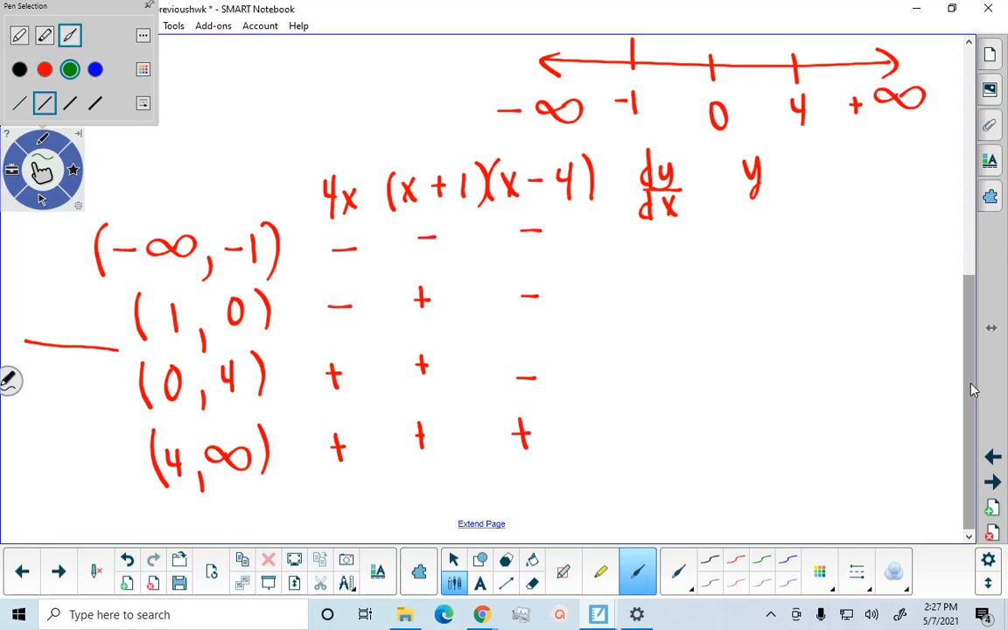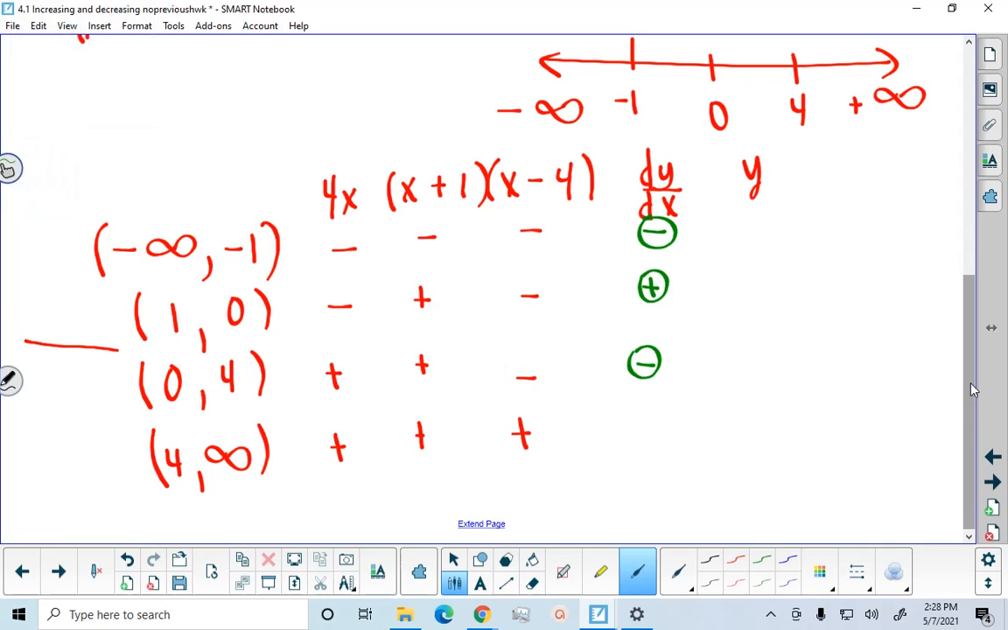Negative times negative times negative is negative. Negative times negative is positive. Two positives and a negative is negative, and then positive again. And by the way, you're going to get into the habit of seeing quite frequently that the derivative flips and flops back and forth between positive and negative, positive, negative. It doesn't have to. You'll see functions where it's negative, negative, negative, positive, negative, positive. There'll be all kinds of weird combinations.